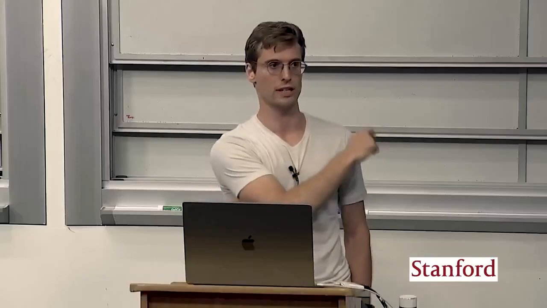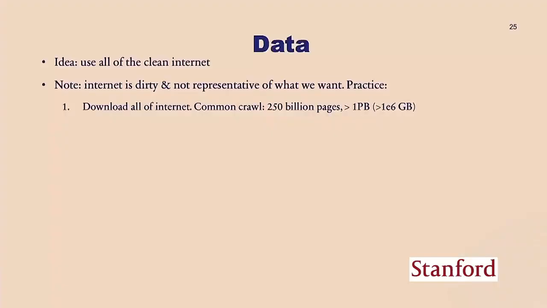Common Crawl is one web crawler. People don't usually write their own web crawlers. They use standard web crawlers, and Common Crawl is one of them that basically every month adds all the new websites that were added on the internet and found by Google, and puts them in a big data set. So on Common Crawl, you have around 250 billion pages right now, so 1e6 gigabytes of data.